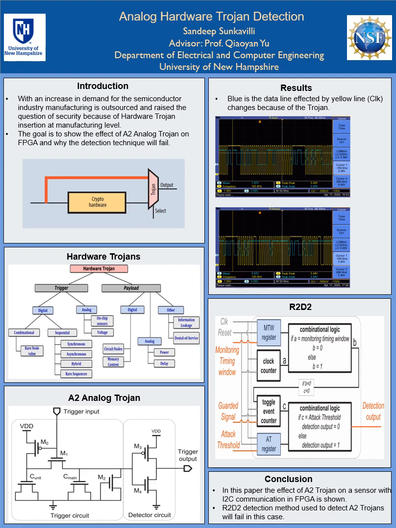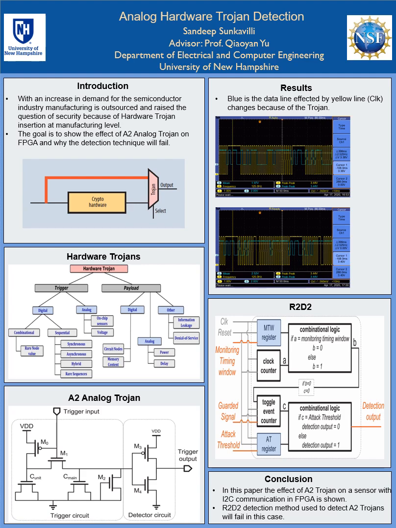So the fourth part is the results part. In the results, you can see the blue line is the SDA data line, which passes the address and temperature reading information, and the yellow line is the SDLK signal, which helps in reading the information.